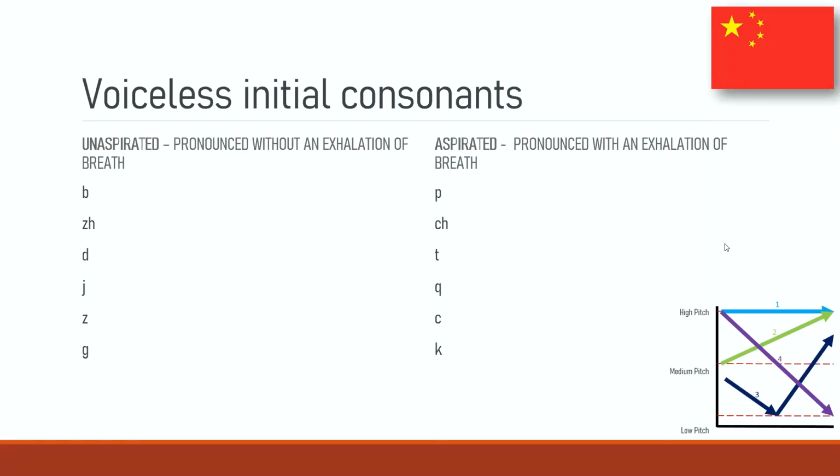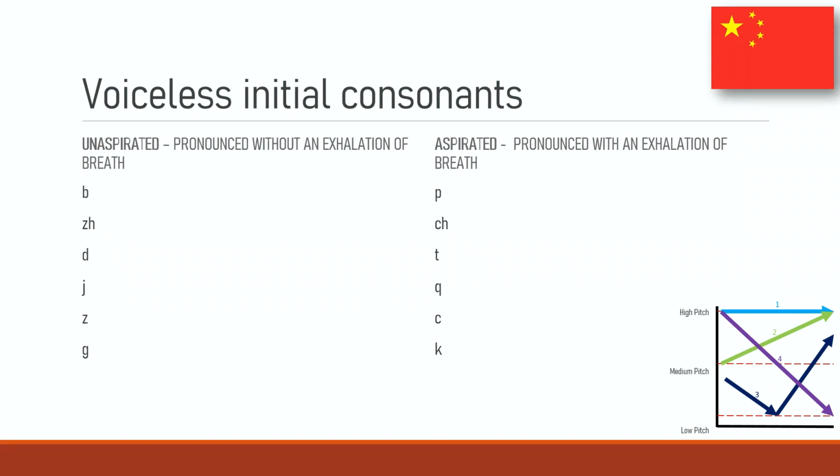Now I'm going to talk about the voiceless consonants, so there are 12 of them in total. As the name suggests, these sounds are produced without vibrating your vocal cords, and this renders the sounds voiceless. So 6 of these initials are unaspirated, and the other 6 are aspirated. Basically, aspirated sounds are produced with an exhalation of breath, unaspirated are pronounced without an exhalation of breath.